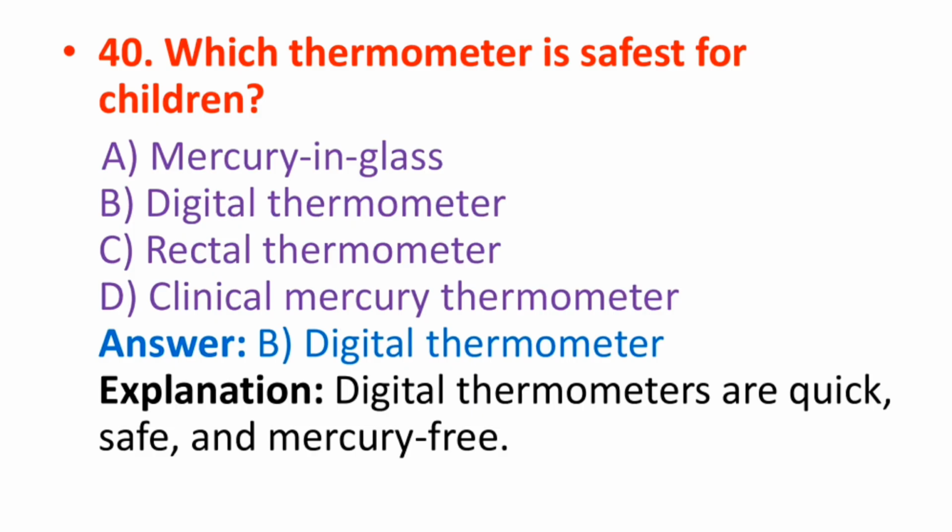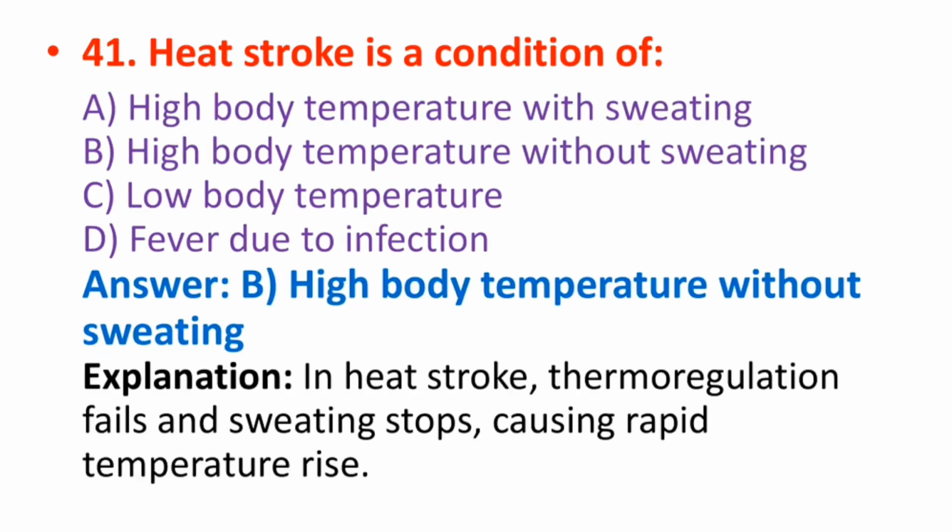Which thermometer is safest for children? Option A mercury in glass, option B digital thermometer, option C rectal thermometer, option D clinical mercury thermometer. The correct answer is option B digital thermometer. Digital thermometers are quick, safe and mercury free.